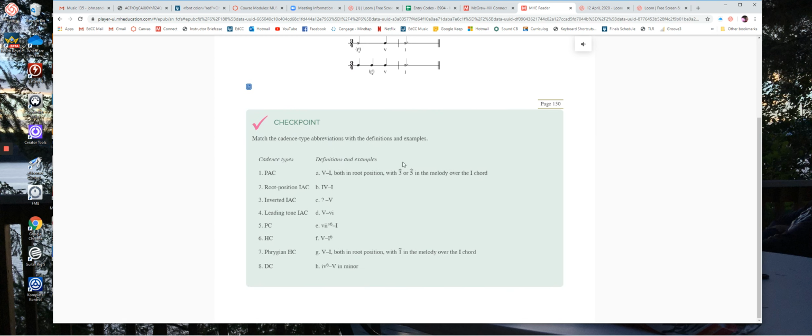And checkpoint, you could do that. Check yourself and see what you know about cadences.